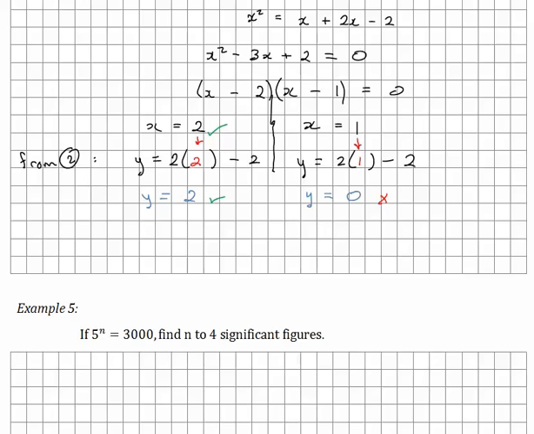So our final answer looks like this. X equals 2, y equals 2. I'm going to leave it to you guys to check that answer by subbing into the linear equation again.